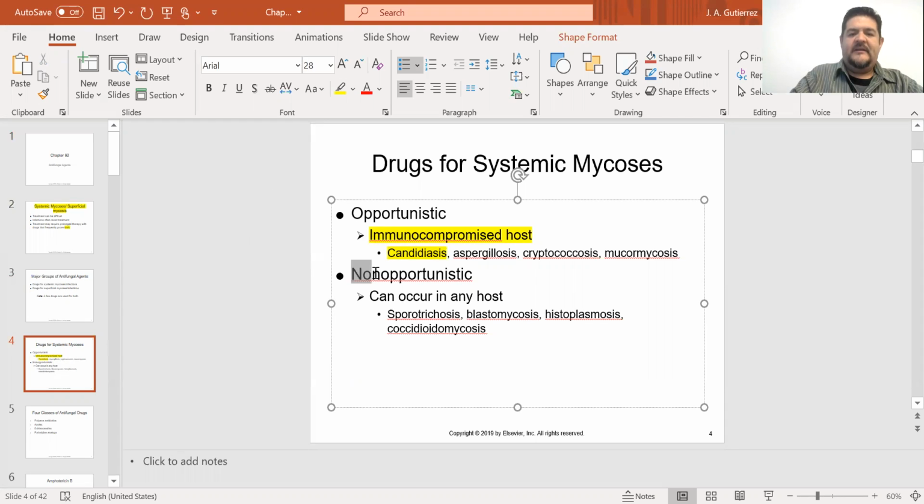And then we have the ones that we call non-opportunistic. That means that the patient has a very good immune system, and even with that, they still get an infection. The infections that we have here are sporotrichosis, blastomycosis, histoplasmosis, and coccidioidomycosis. Now, not because these are non-opportunistic and can happen in anyone, opportunistic fungal infections are more severe than non-opportunistic fungal infections.